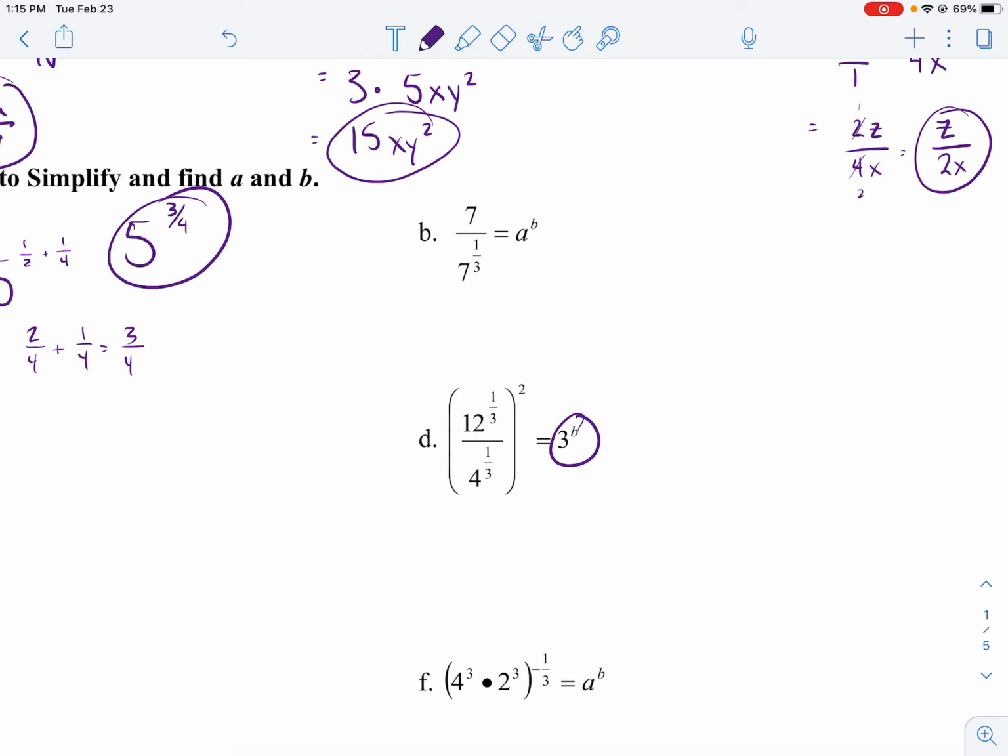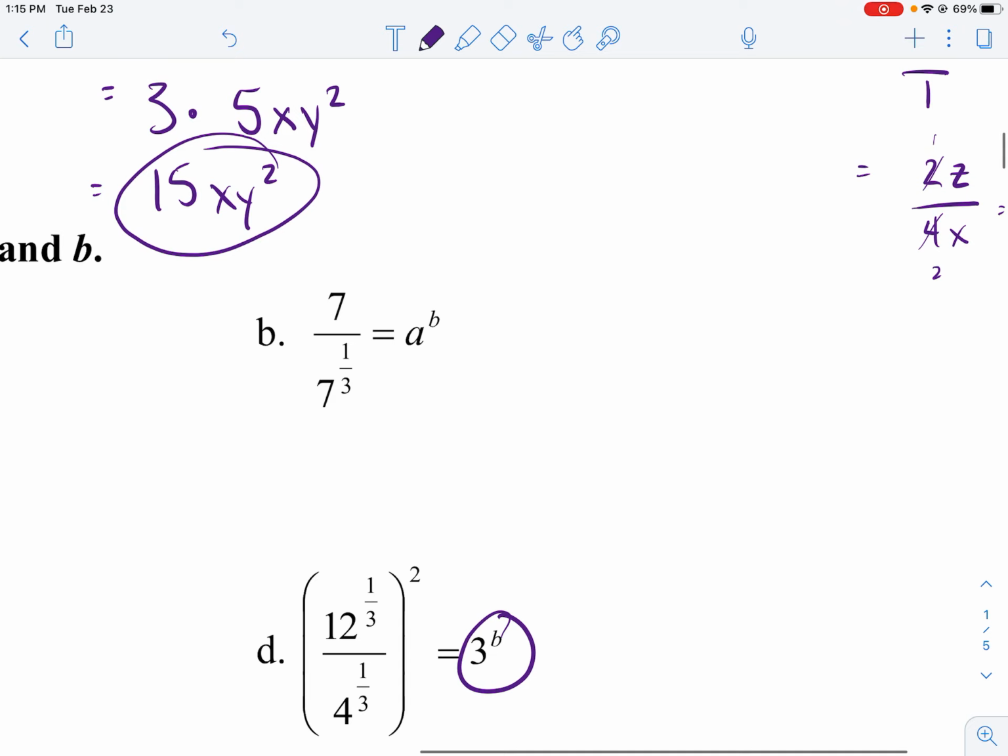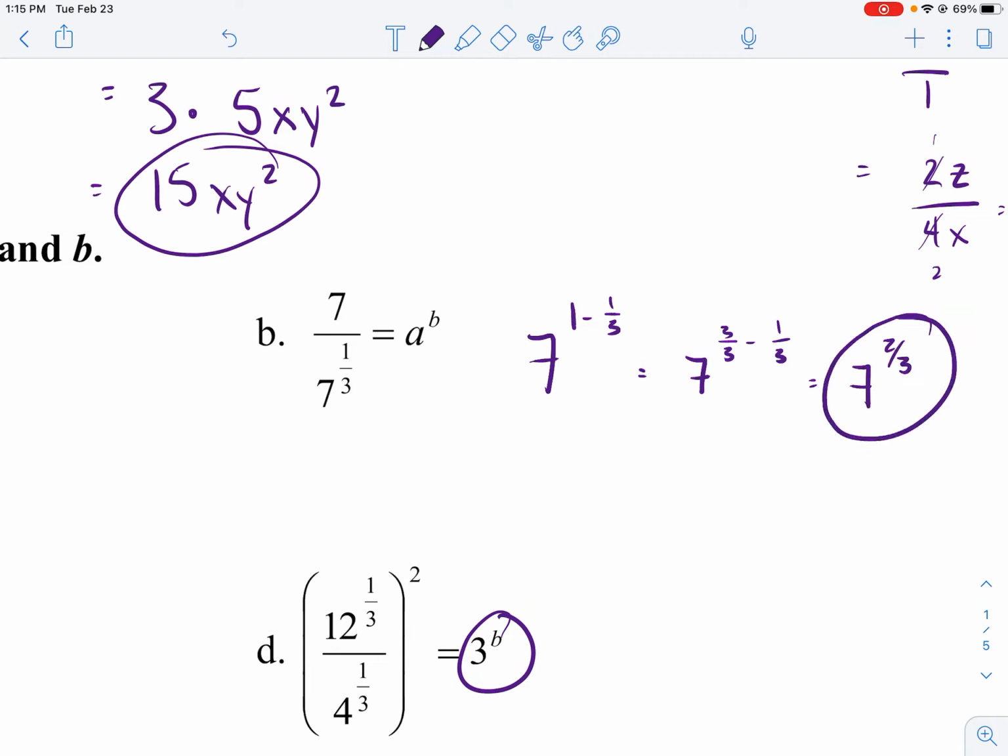Let's take a look at letter B. Letter B, we're dividing. As you can see, we have the same base, which means we keep the base and then we just subtract the exponents. Obviously we can't leave it like that, so this is going to become 3/3 minus 1/3. And so we get 7 to the 2/3 power.